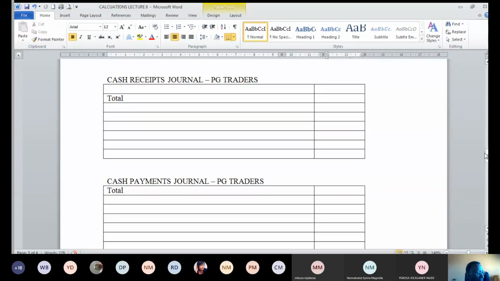You are given the following information for PG Traders for the month ended the 31st of January 2011. So they gave us now December's reconciliation statement, which is the previous month's reconciliation statement. Let us just quickly speak about that information.